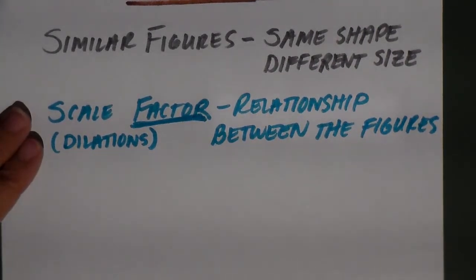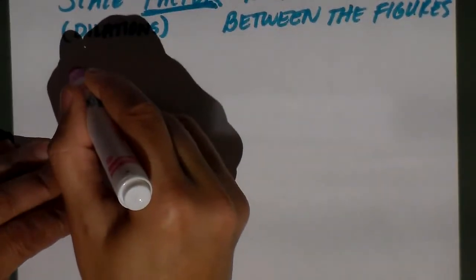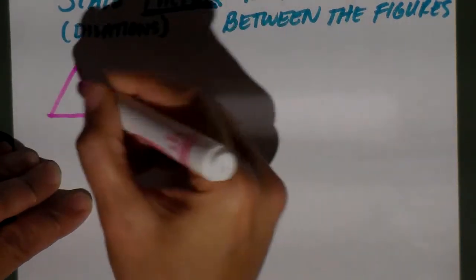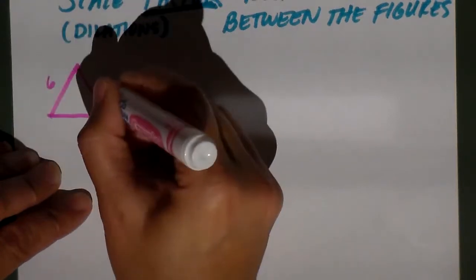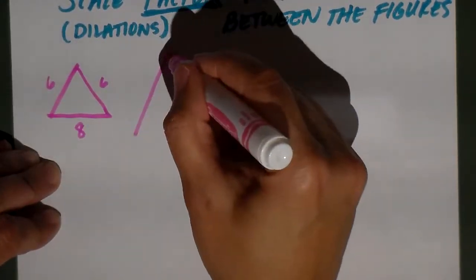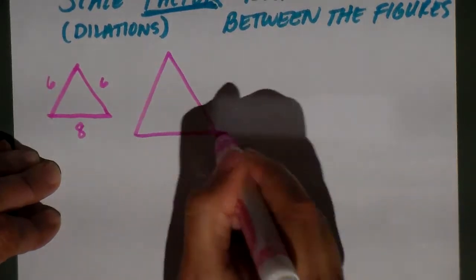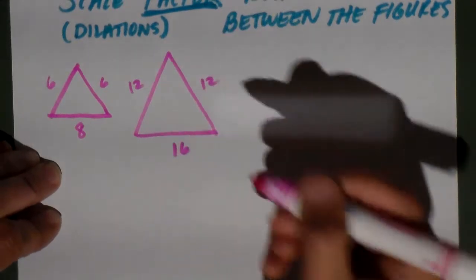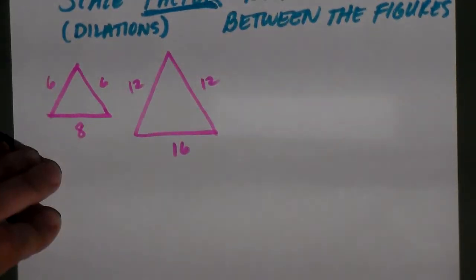All right, so let's look at what a scale factor is. Now, when we have figures, I'm going to give you two similar figures here. I'm going to draw them out, and we'll start simple. Let's look at similar triangles. So I'm going to draw a triangle here, and I'm going to say that this is 6, and this is 6, and this is 8. And then I'm going to draw another triangle here, and I'm going to say that's 12, and that's 16. Now, I'm going to tell you that these are similar.